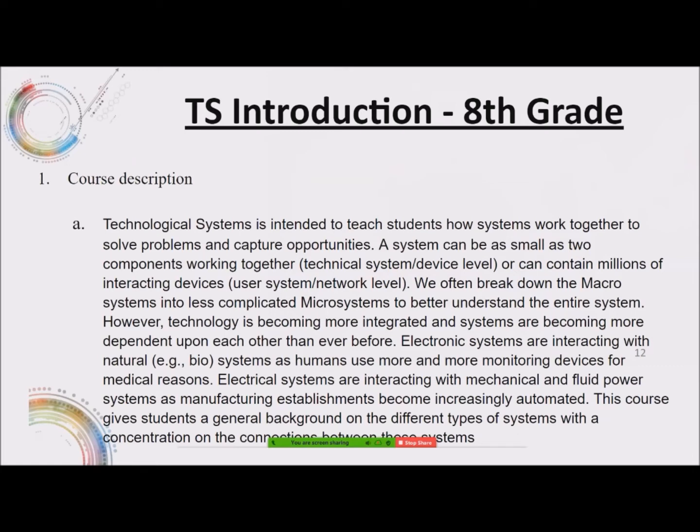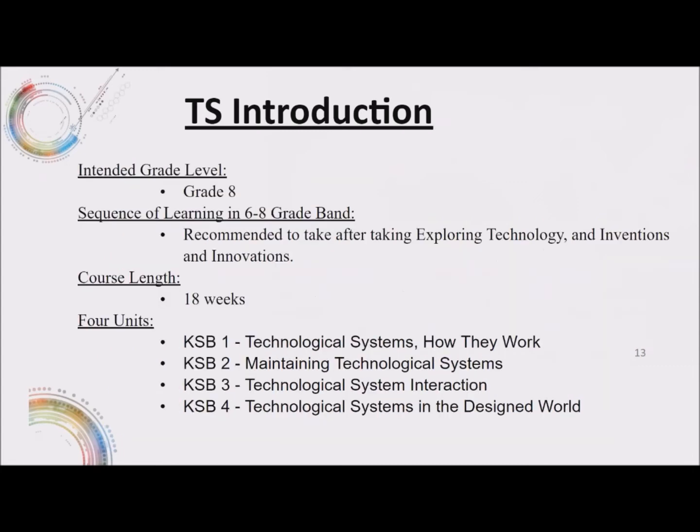Technological systems overall is intended to teach students how the systems work together. And as shown before in the at a glance, everything is based around systems in some way or the other, as you saw with each individual knowledge skill builder that we're building out. Let's go into and just talk about what the units are. As we mentioned, they're all based around systems: how they interact, how they work, how they get maintained, and also just overall how they are in the world. So it really gets into the nuts and bolts of how they work together, how to maintain them once you know how they work, and how they interact with one another.